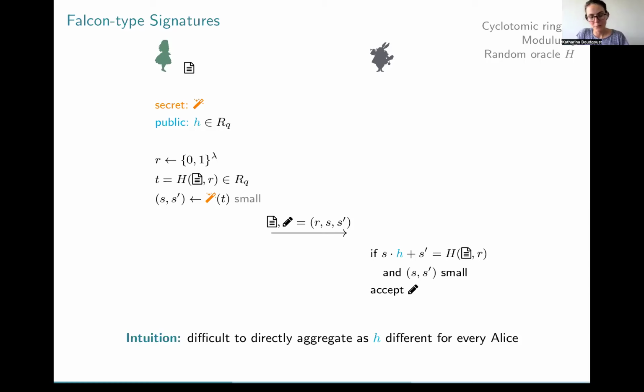But we are interested in whether it's possible to aggregate this. And at first sight, it actually seems even harder to aggregate Falcon signatures, because in Dilithium, we could assume that every signer uses the same public matrix A. And then the verification was a linear function over this A. But in Falcon, every signer has their own H. And this is tightly related to this lattice magic. So we cannot assume that every signer uses the same H or even a related H. And so it's not clear how you can aggregate over the signatures of different signers.